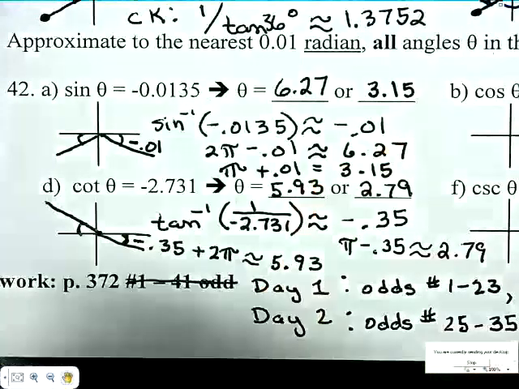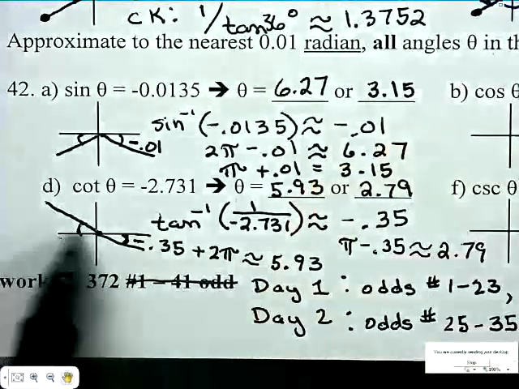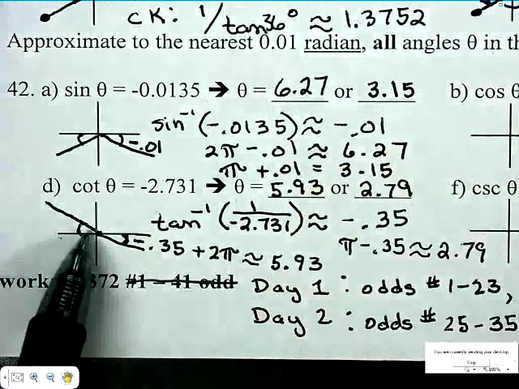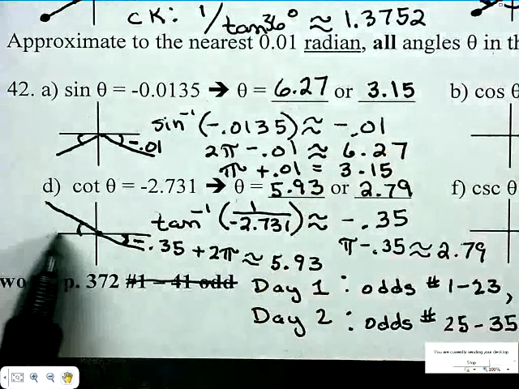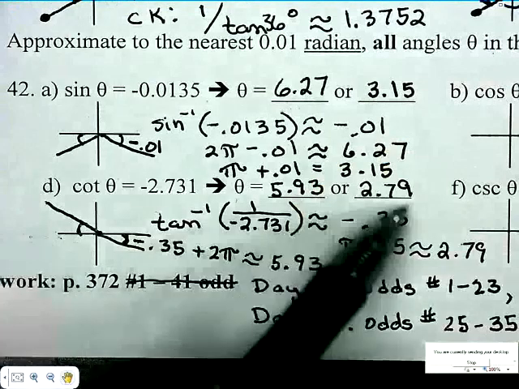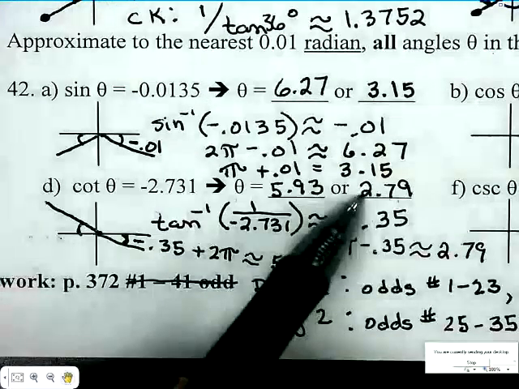Makes sense because pi is 180 degrees, or 3.14 radians. This is just a little bit shy of 3.14.